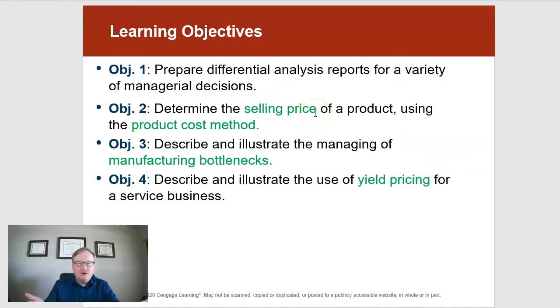I'm not going to get into all of these things in detail in this video. This is just an overview of what's covered in this chapter. Determine the selling price of a product, using the product cost method. Remember, in accounting, everything's about costs.